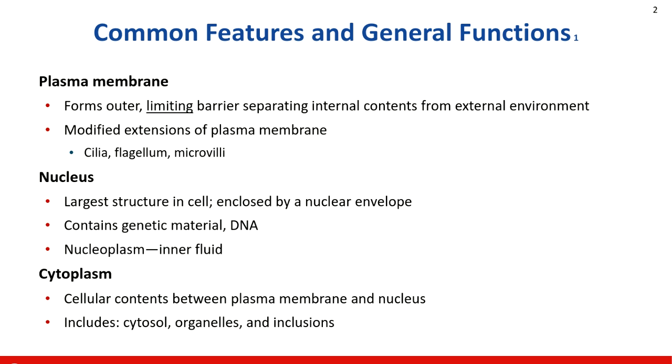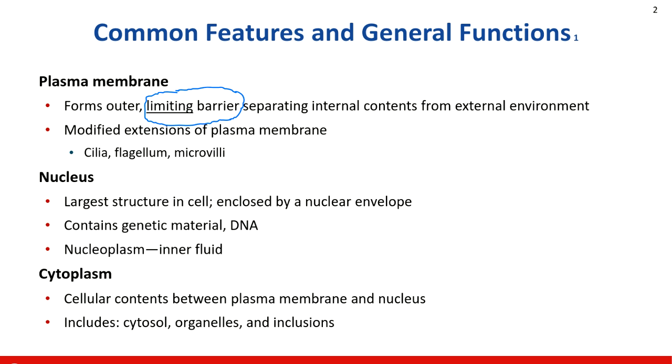All right, so the plasma membrane is the envelope that essentially surrounds a cell, and it keeps everything on the inside of the cell inside the cell, and it keeps everything on the outside of the cell outside the cell. So it's going to separate the internal environment of the cell from the external environment. An important concept that you want to know is that it forms a limiting barrier. So it's going to limit what moves in and out of the cell, and we'll get into that later on when we talk about the plasma membrane.